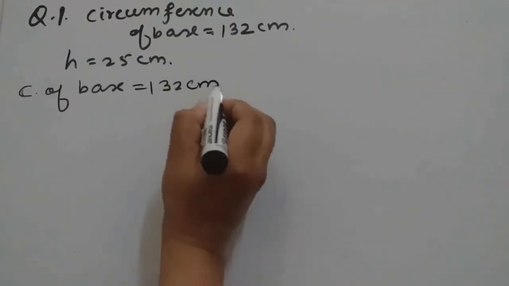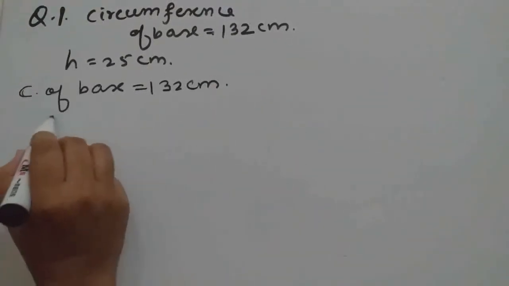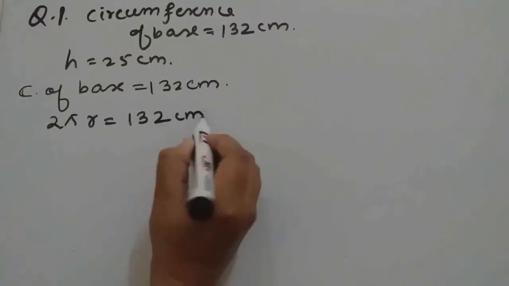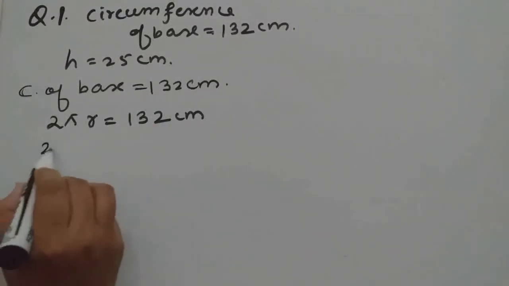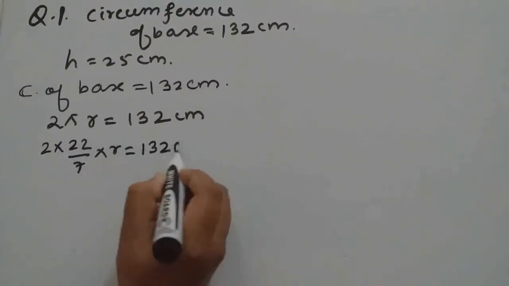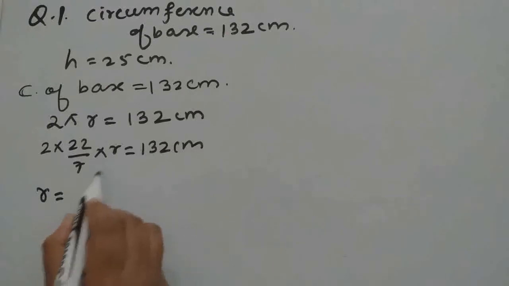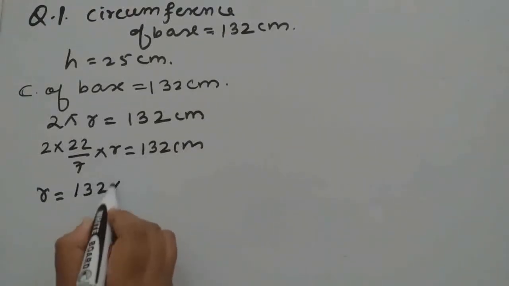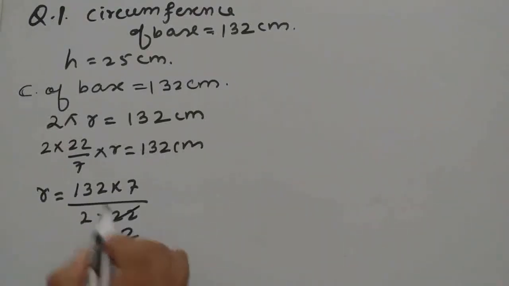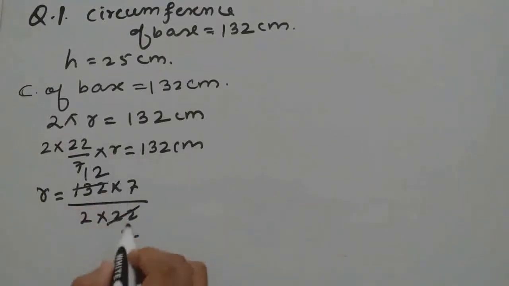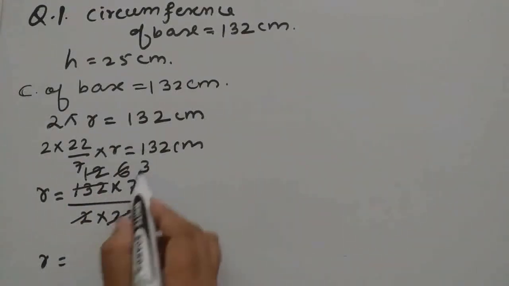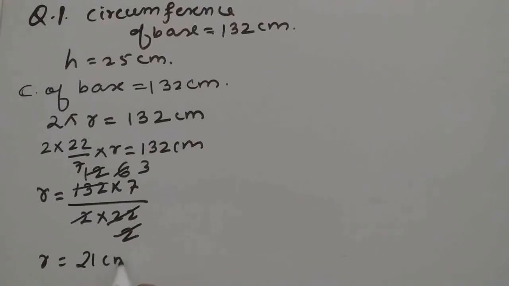Okay, but we know circumference of base means circumference of circle is 2 pi r. So 2 into 22 by 7 into r will be 132. So r equals, this 7 will go that side, 2 into 22. So from 11 we can cancel, isn't it? 11 2s, then 2 6s, then 2 3s. So r equals 7 into 3, which is 21 centimeter.